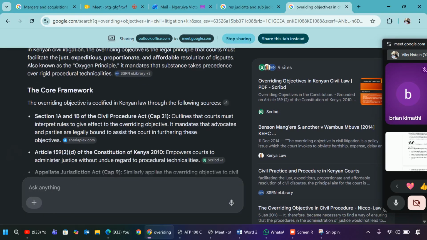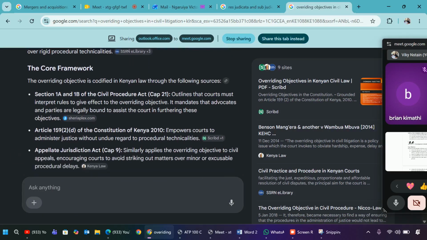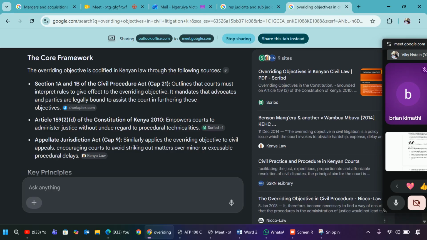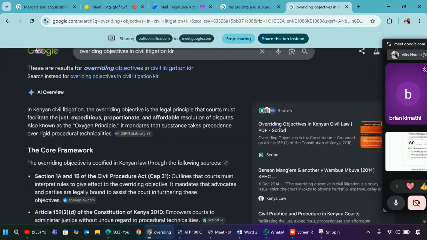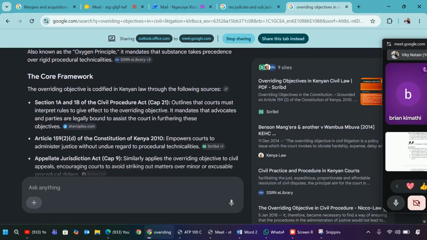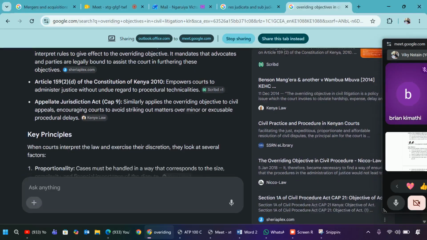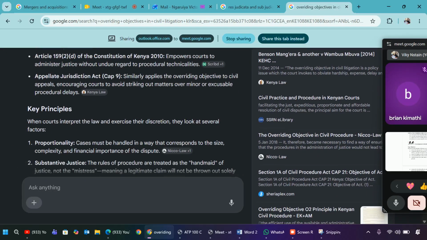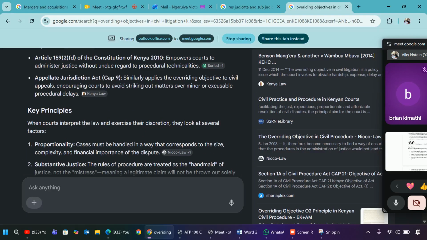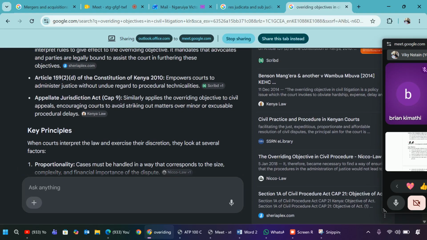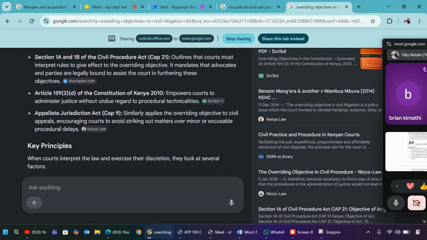So section 1A and 1B of the Civil Procedure Act outlines that court must interpret rules to give effect to the overriding objective. It mandates that advocates and parties are legally bound to assist the court in furthering these objectives. If you read the Appellate Jurisdiction Act, it similarly applies the overriding objective to civil appeals, encouraging courts to avoid striking out matters over minor or excusable procedural delays.